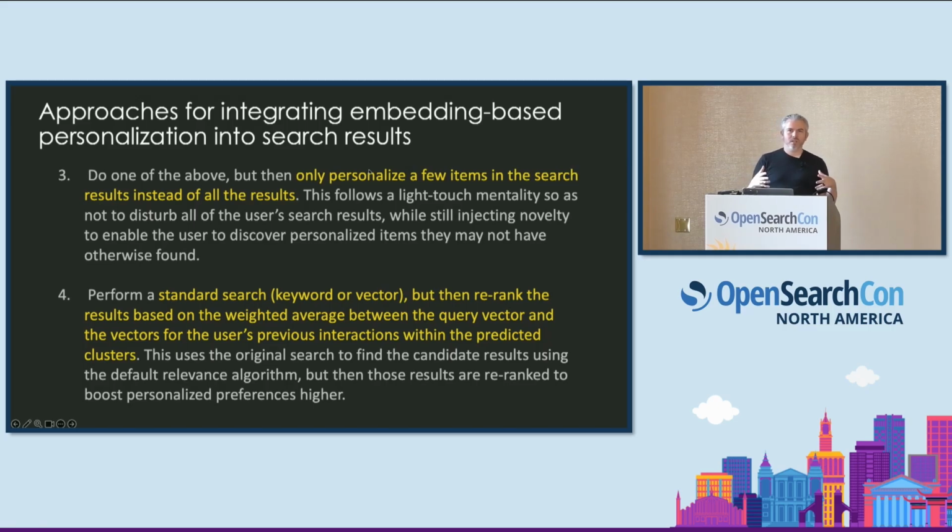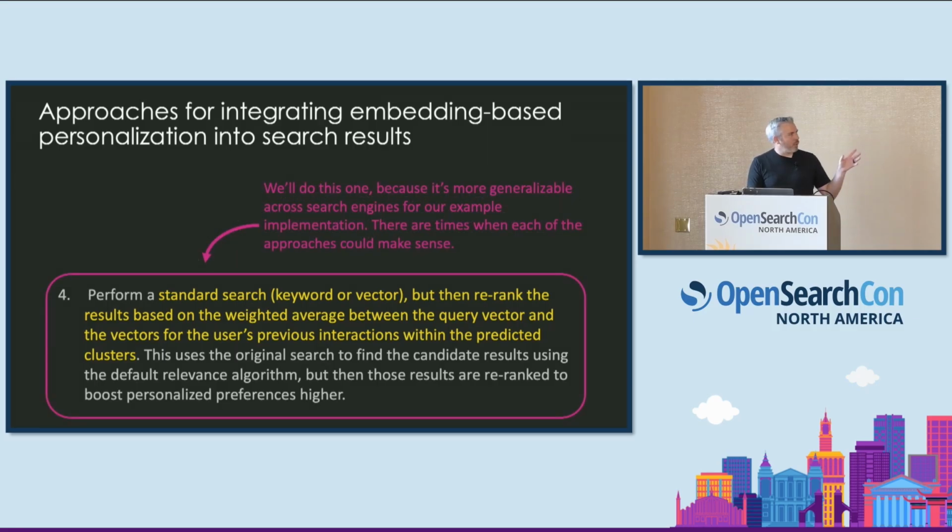In this case, personalization doesn't just take over all the results. We maybe only personalize a couple of positions. And this last one is to perform a standard search, keyword or vector search, but then re-rank the results based on the weighted average between the query vector and the vectors for the user's previous interactions within the predicted cluster.